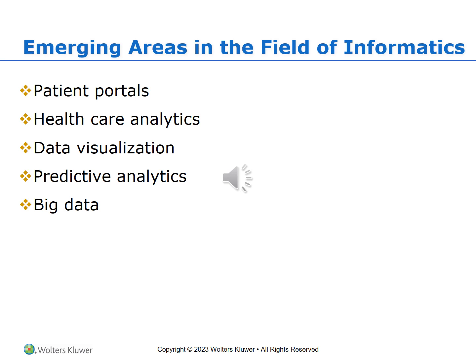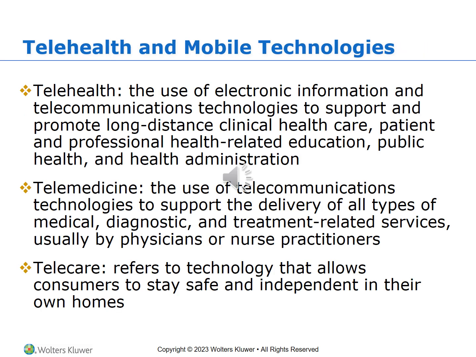So on pages 562 through 564, it talks about the emerging areas in the field of informatics. So there's a paragraph for each of these bullets. Patient portals, we talked about briefly earlier. Healthcare analytics, data visualization, predictive analytics, and big data. So we'll read through these when you have a chance. Telehealth and mobile technology. So this begins on page 564 and extends through page 565.